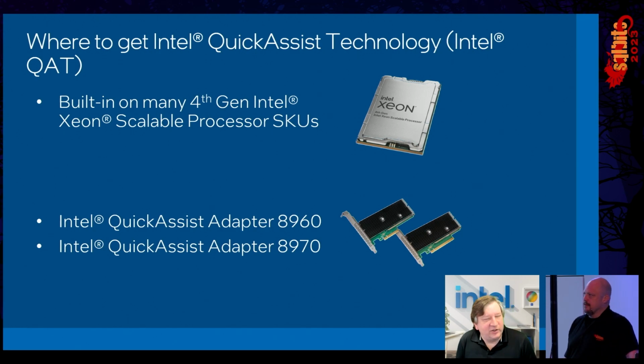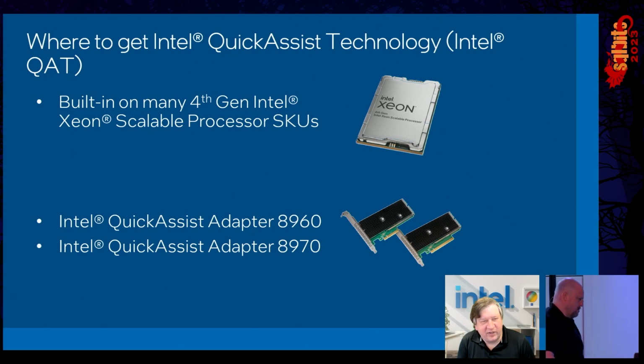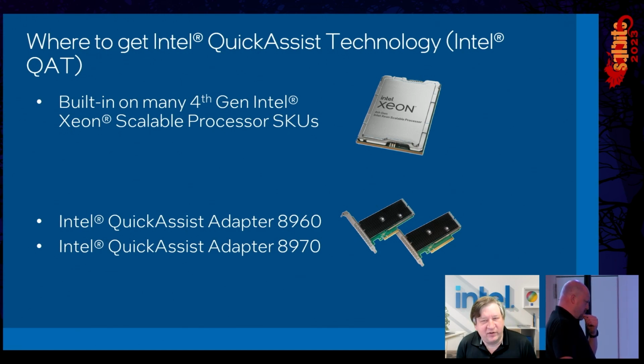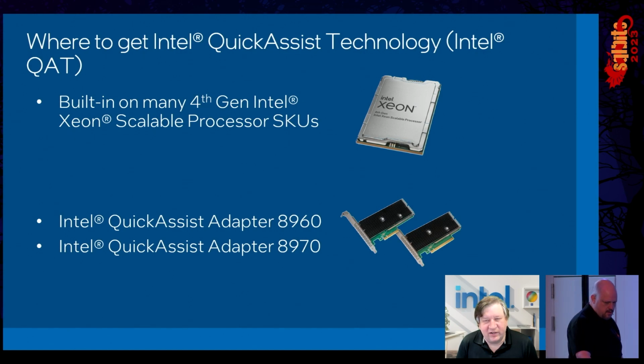We talked about how QAT performs. As I mentioned earlier, QAT is built into many of the 4th gen Intel Scalable processors. That would be the first choice if you've got a new system: find this option with the QAT built into the 4th gen processor. If you have an older system, some older chipsets had the QuickAssist technology built into the chipset, so you might want to check your systems and see if they have that option. If you don't have it in the chipset of your older system, then your last option would be the QAT adapter. There are two QAT adapters, the 8960 and 8970. The only difference is the 8960 has one QAT accelerator, while the 8970 has two.